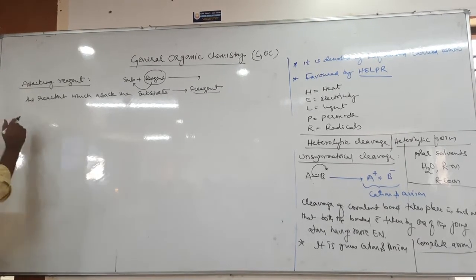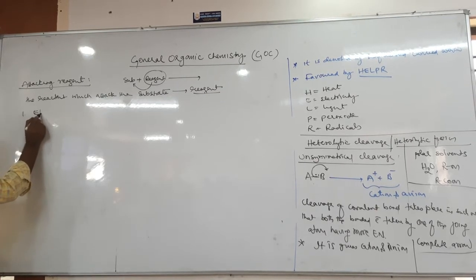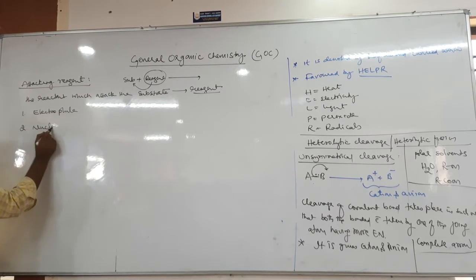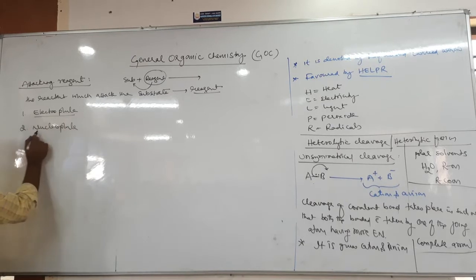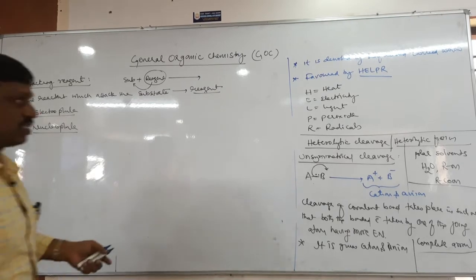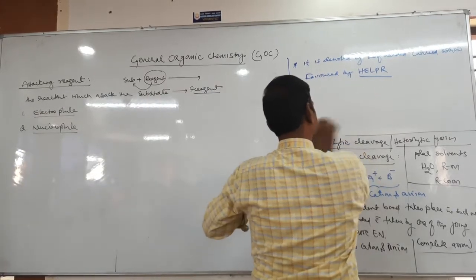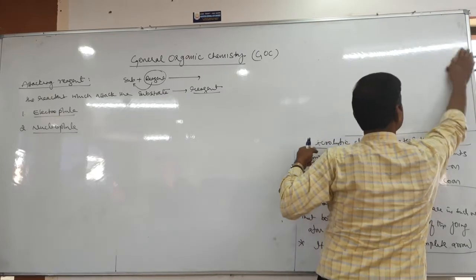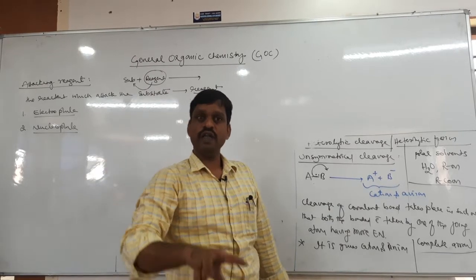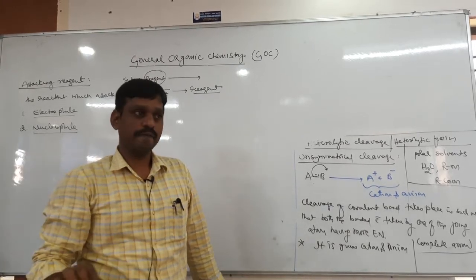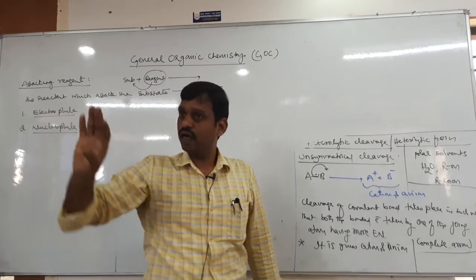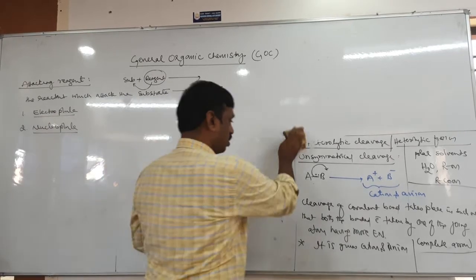So here we studied two types of attacking reagent: electrophiles and nucleophiles. The concept is very big, but questions come like this: which of the following is an electrophile, which is a nucleophile, which is not an electrophile, which is not a nucleophile. Only these questions come. Therefore we need to focus on how to identify. We don't need all the concepts, so we go directly to that.